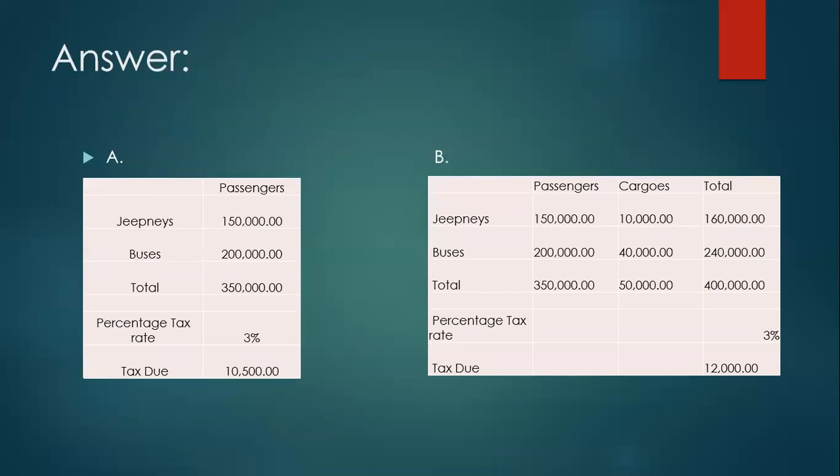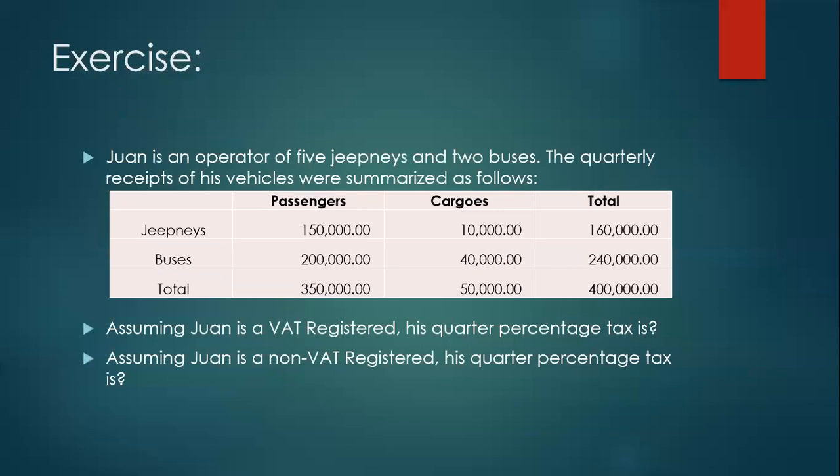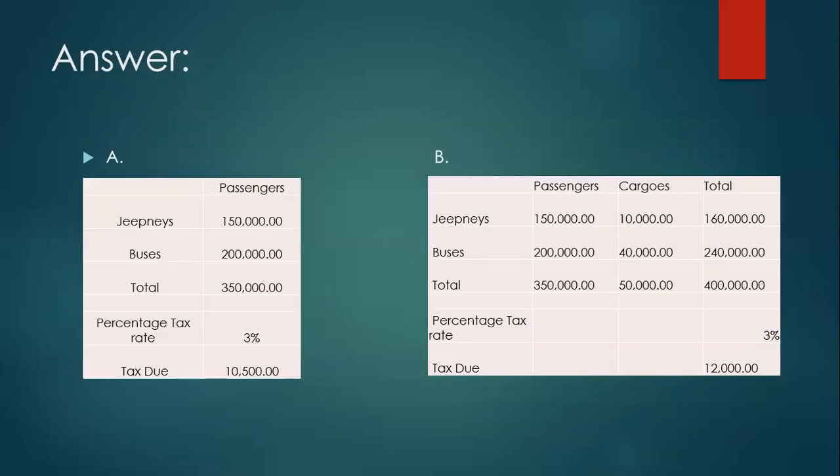So here, we only consider the jeepney passengers of 150,000 plus buses of 200,000, so that's 350,000. The tax rate is 3%, so the tax due is 10,500. Okay? Now, what if Juan is not VAT registered? Kung not VAT registered siya, so tanan na ang subject to percentage tax, because automatic ang passengers is subject to 3%. Ang cargo, dili man siya VAT registered, so mo-pay siya sa percentage tax. In letter A, VAT registered siya so passengers lang ang consider. Sa letter B, non-VAT naman siya. So the entire gross receipt, which is 400,000 times 3%, that's 12,000. So that's the answer.